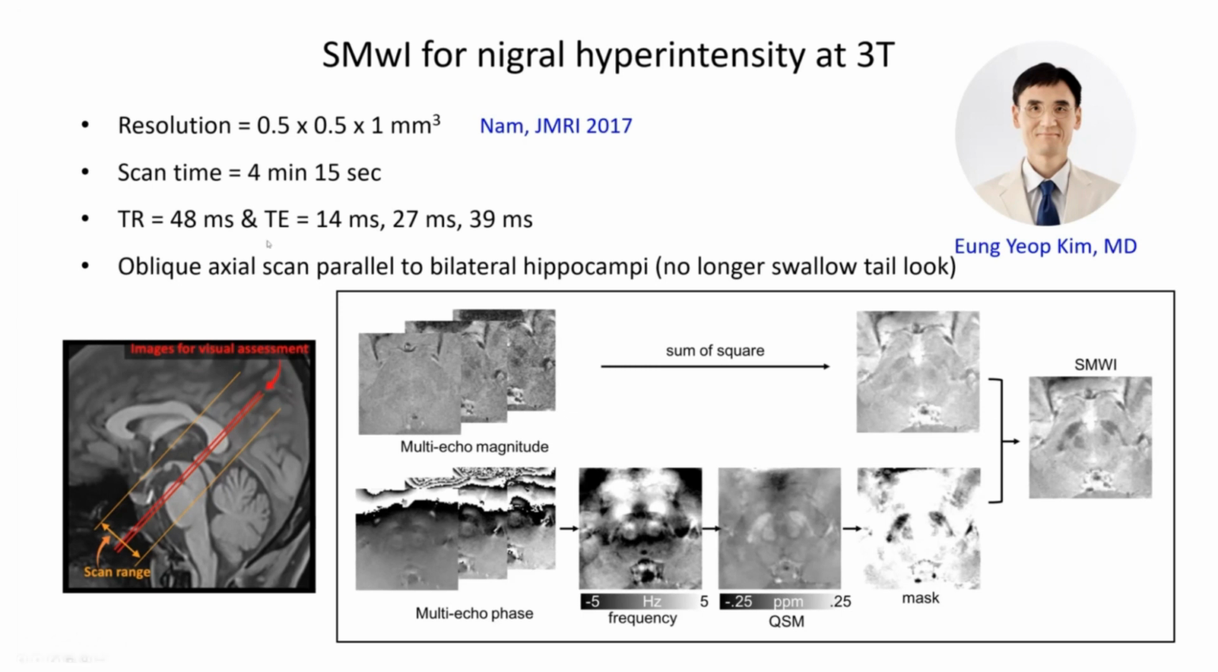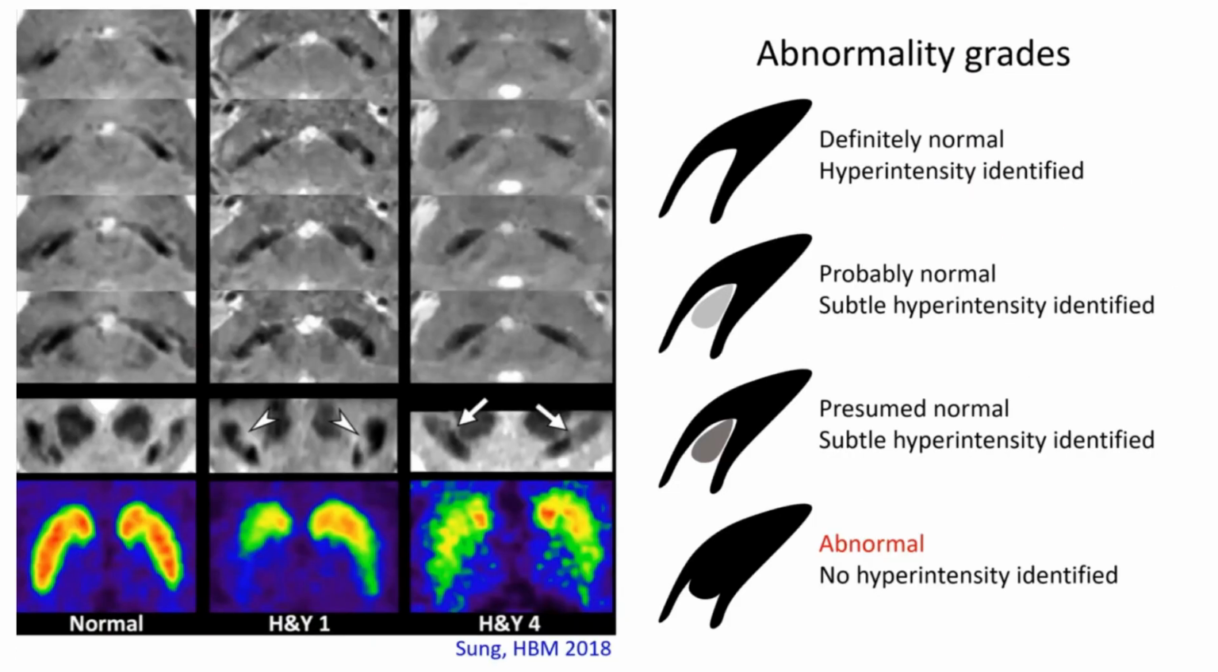And one thing that may be very different from other studies is the orientation. So instead of having this axial or ACPC line, we begin to collect the data in oblique axial or oblique coronal, depending on how you see the orientation. And the scan is parallel to the bilateral hippocampi. And once you acquire the data in this orientation, it doesn't look like the swallowtail anymore, but still it gives us, at least for us, a better detectability.